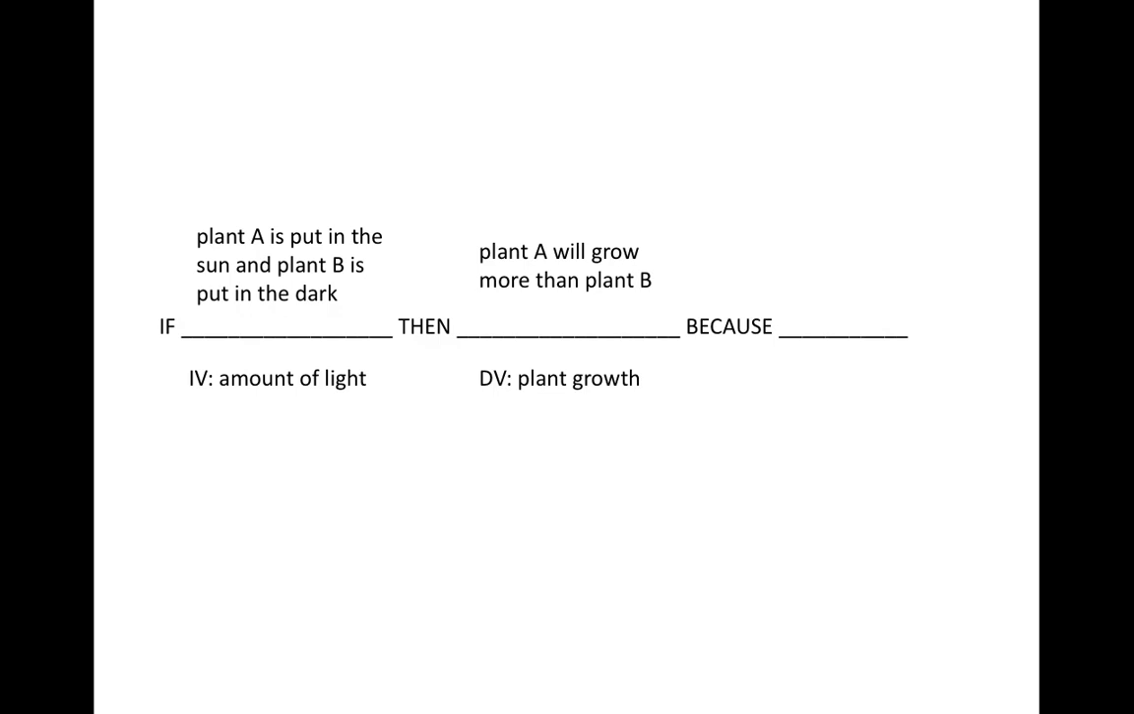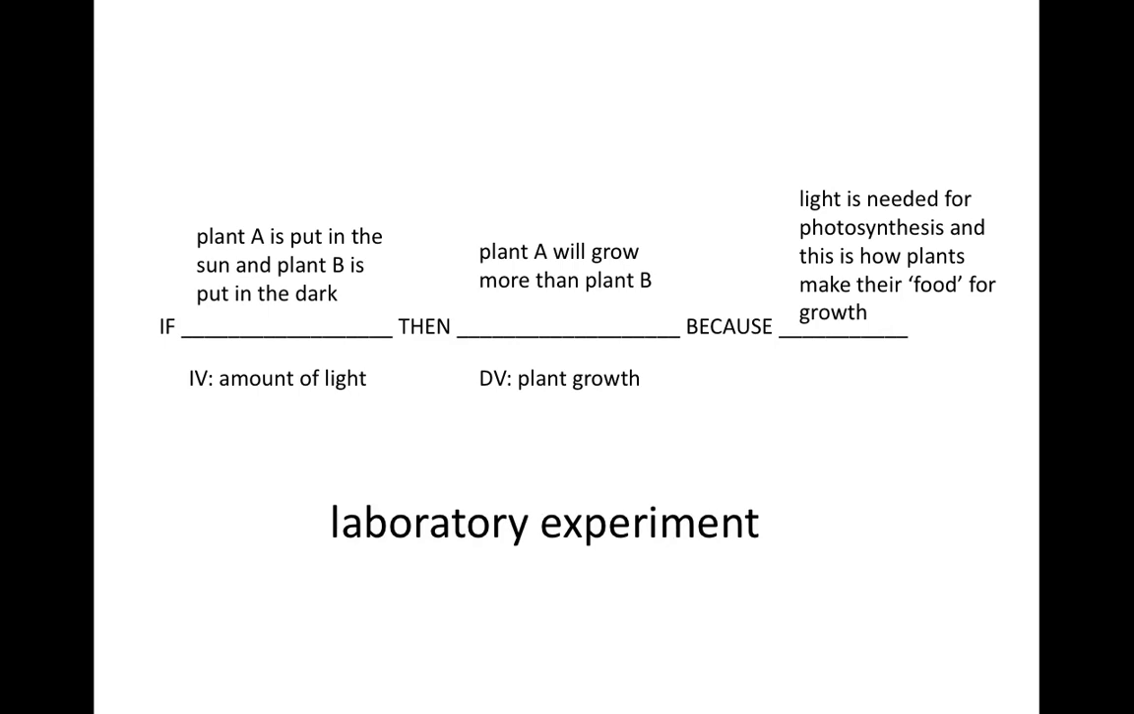And then the last part of a hypothesis is the explanation. So this student has researched a bit, found out about photosynthesis, and says because this is how plants make their food for growth. Now this is what we would call a laboratory experiment because a lot of the variables can be controlled and manipulated and so forth.